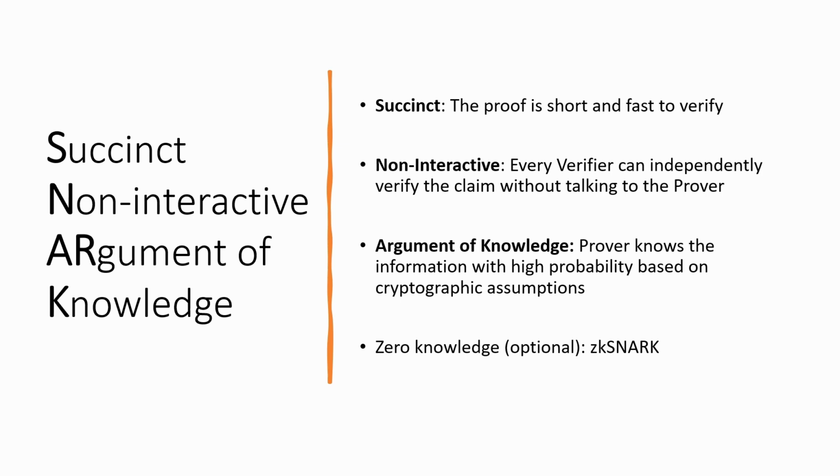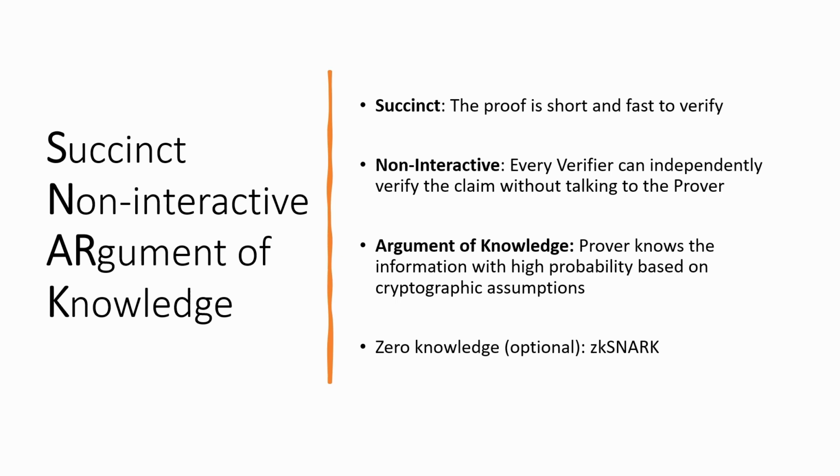They are arguments of knowledge, which means the prover knows the information with high probability and based on cryptographic assumptions. Optionally, they can be made zero knowledge. I want to emphasize that the main advantage of SNARKs and the reason for their popularity is their succinctness. Succinctness makes the proof size, or the amount of data that you need to pass to the verifier, very small. It also makes the proof quick to verify.